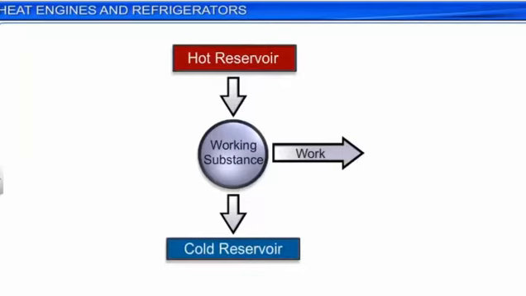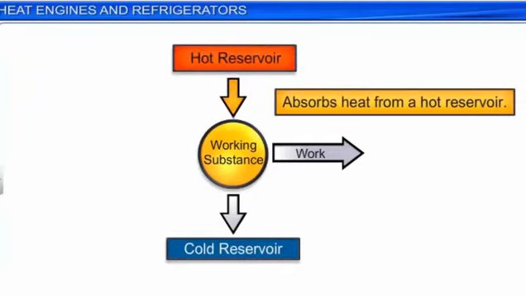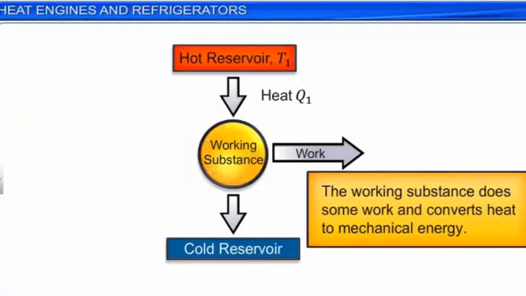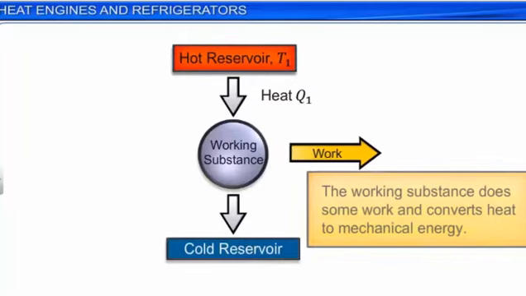The schematic representation of a heat engine is as shown. In each cycle, the working substance passes through the following main processes. First, it absorbs heat from a hot reservoir maintained at a high temperature. Let the temperature of the hot reservoir be T1 and the heat absorbed by the system be Q1. After absorbing heat from the hot reservoir, the working substance does some work on the surroundings and converts part of the heat absorbed into mechanical energy. Let the work done by the system be W.